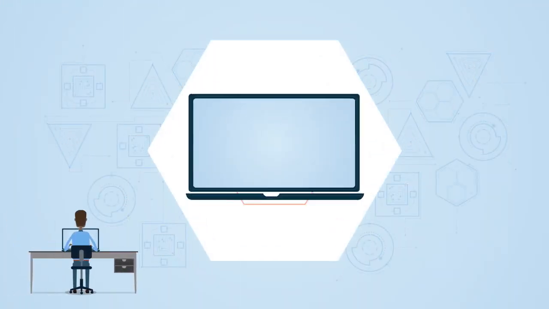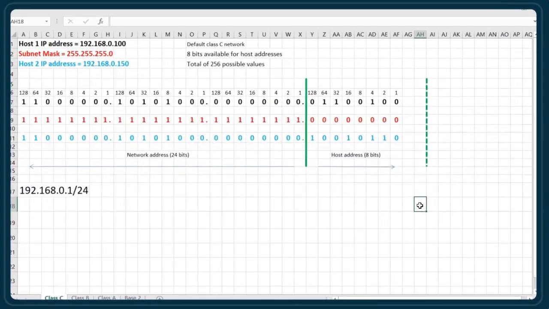Now, in this demonstration, we will see how to get started with actual subnetting. But before we do, there are some things to go over with respect to the setup and what's actually happening here. And you can see that I have a host one IP address of 192.168.0.100. Then I have a host two IP address of 192.168.0.150. And they are both using the default subnet mask of 255.255.255.0, which is the default for a Class C network. This means that there are 8 bits available to address my host systems.